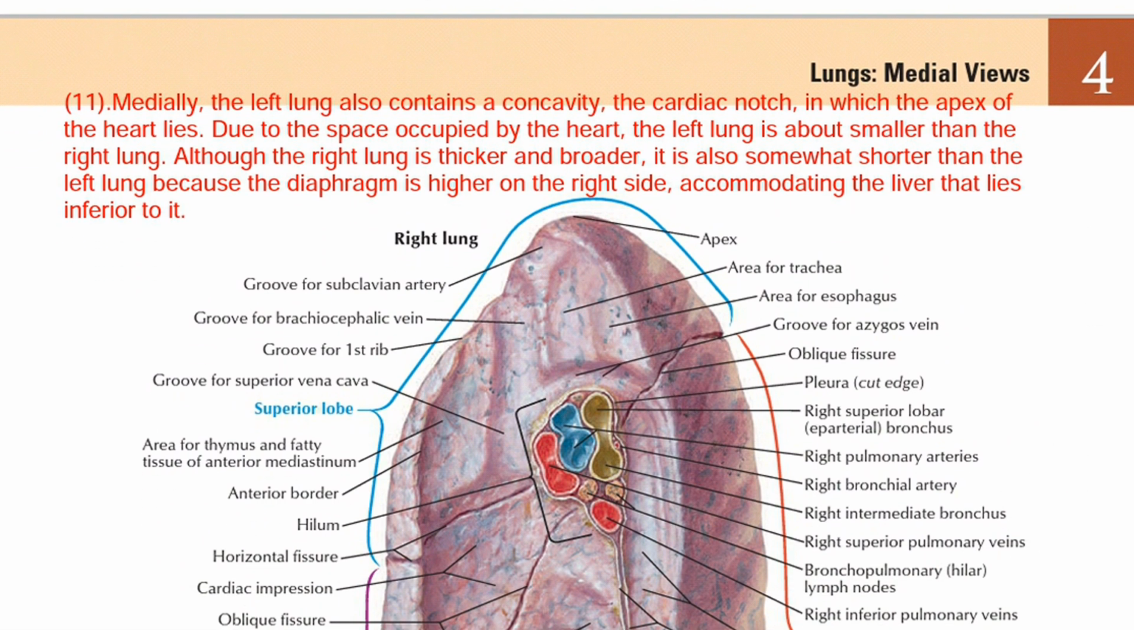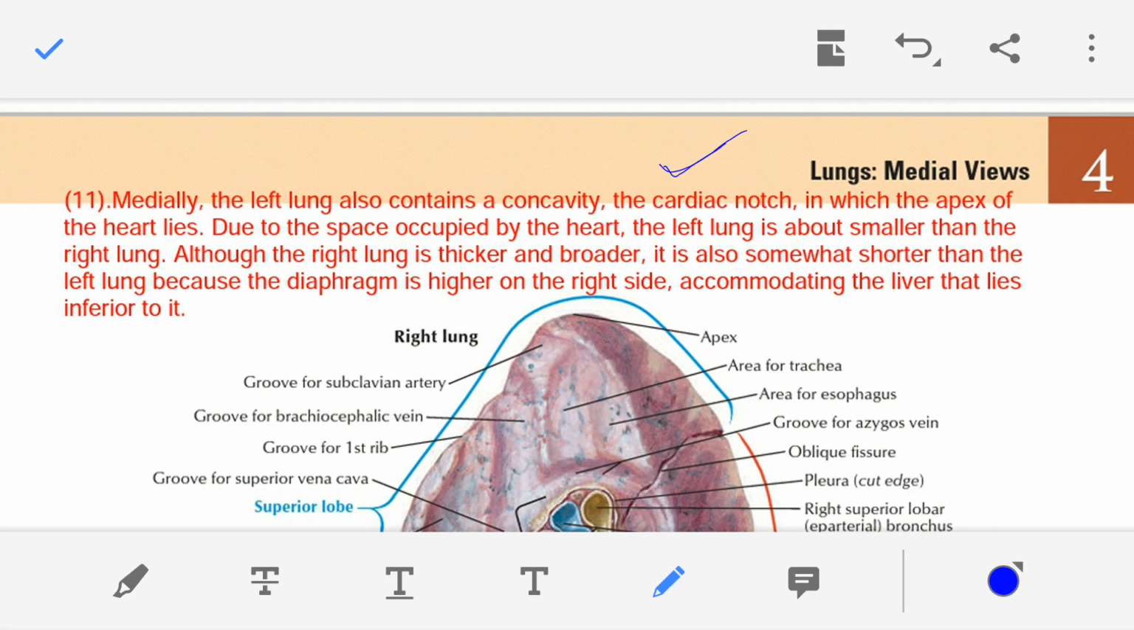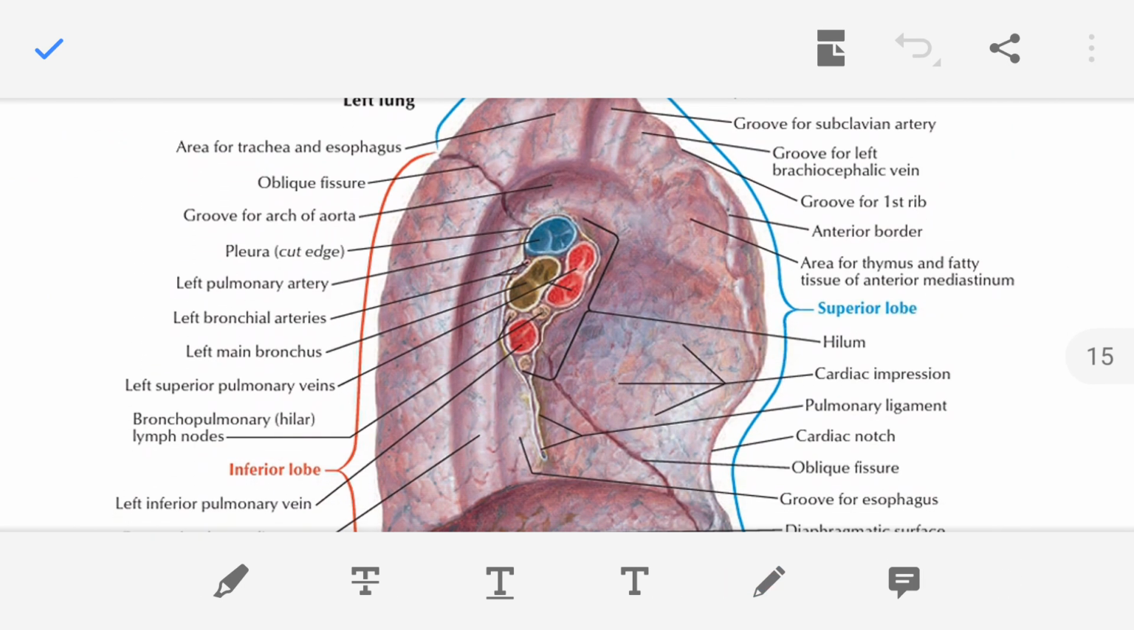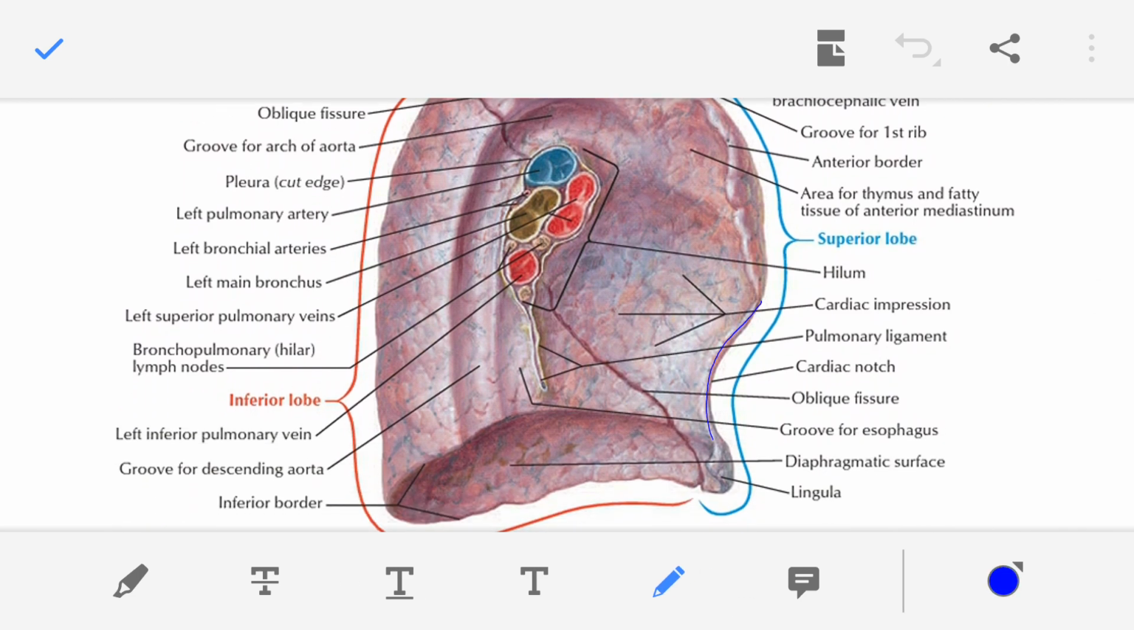Now, in point number 11, we are discussing the cardiac notch. So, in the middle of the left lung, one concave region is present, and this concavity or concave part is known as the cardiac notch. So, for example, this is the left lung, and this is the concavity. This is the concave region. So this concave region is known as the cardiac notch.